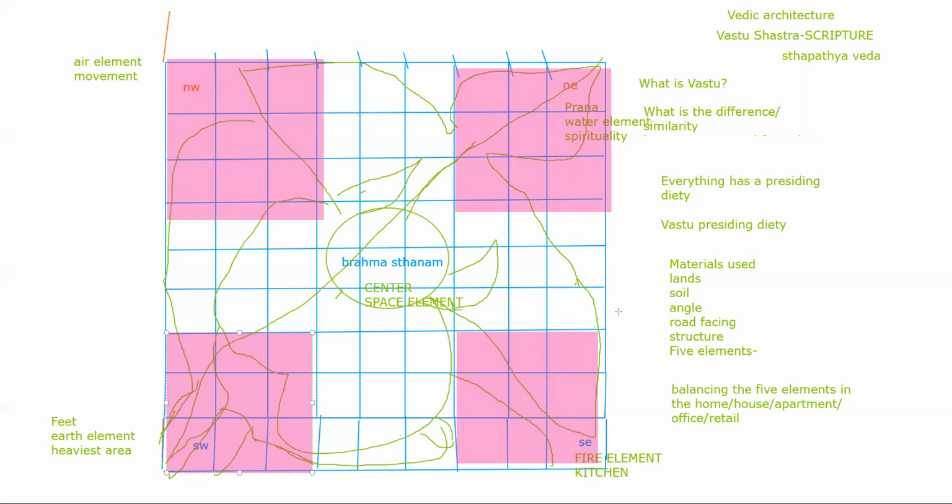This is basically what I want you to do. I'll share this with you, and I want you to make a grid. You can copy this grid. I just want you to understand and basically memorize the grid, the directions, their elements, and where you are located.